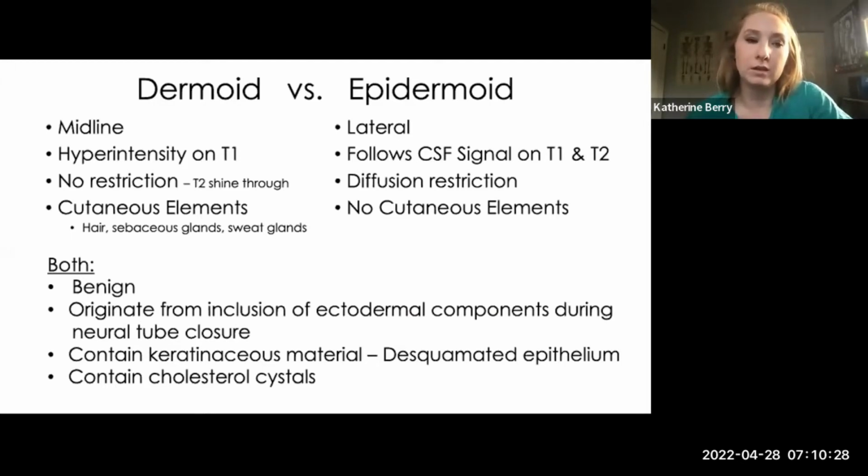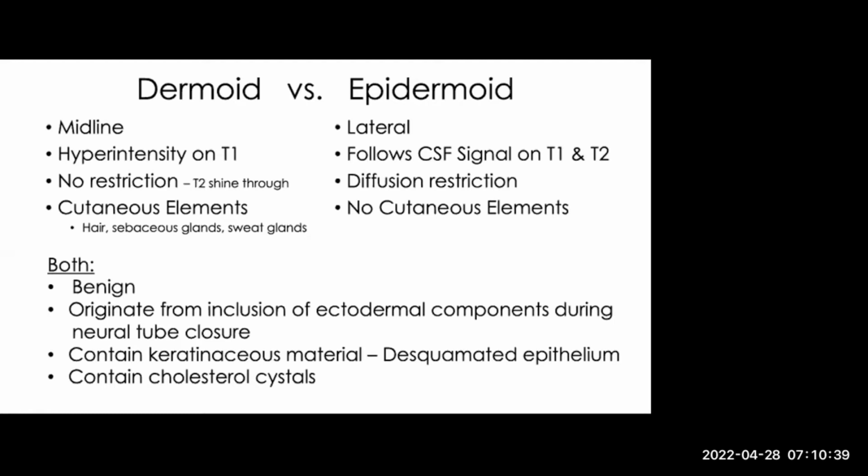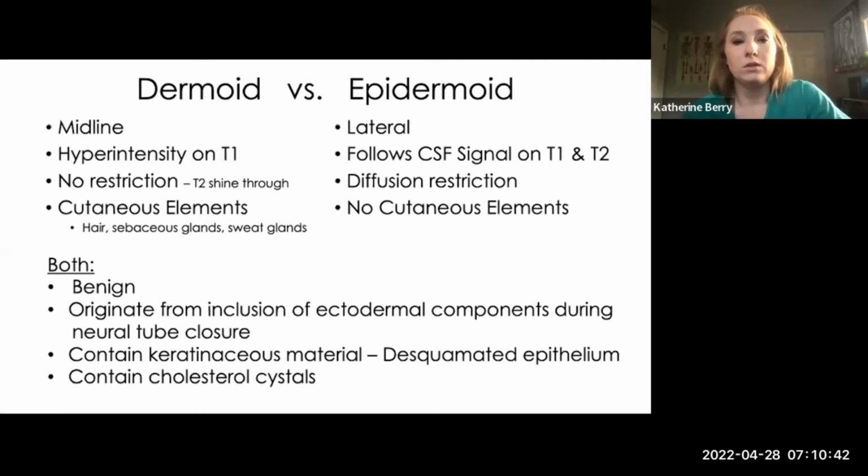There are also, as he said, adnexal structures or cutaneous elements, including hair, sebaceous glands, and sweat glands, as well as the other findings that are in an epidermoid, such as the keratin and the epithelium. And epidermoids are more commonly lateral, but can occur at the midline. They usually follow CSF signal on T1 and T2, and really the sign that tells you that this is not an arachnoid cyst is diffusion restriction, because it will restrict. And there are no adnexal structures or cutaneous elements below keratin.